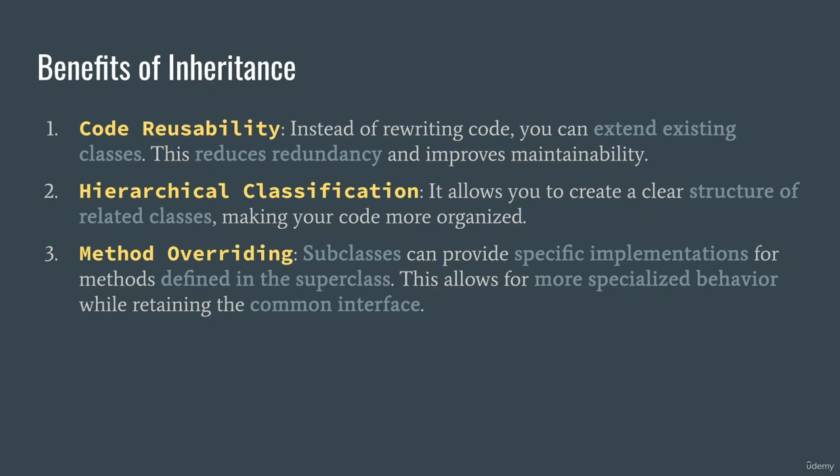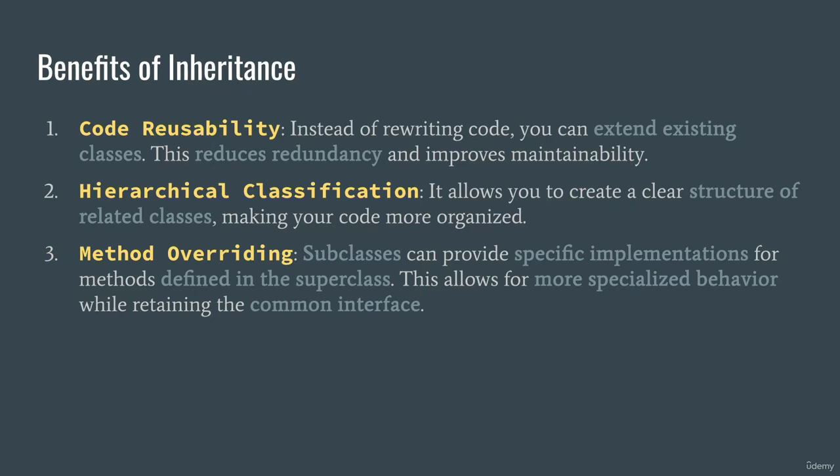First, code reusability. Inheritance allows us to extend existing classes rather than rewriting code. This reduces redundancy and enhances maintainability, as we can leverage existing functionality in our new classes. Next, hierarchical classification. Inheritance helps us create a clear structure of related classes. This organization makes our code easier to navigate and understand, as it establishes relationships between different classes.